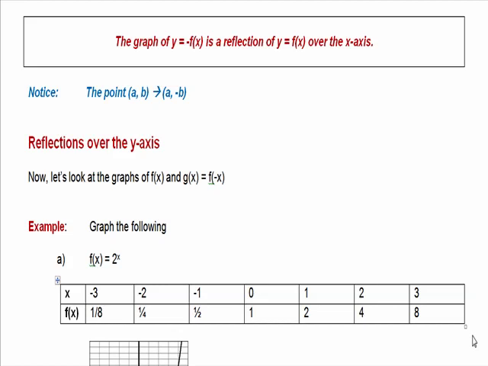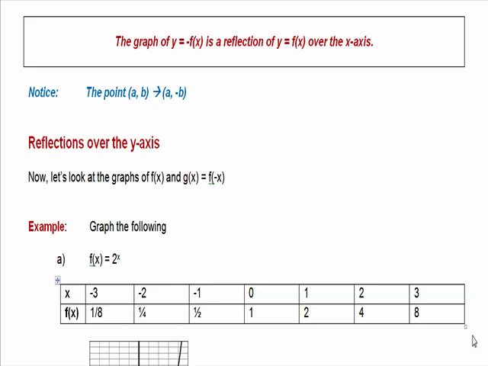Notice, by the way, when I take a look at the reflection over the x-axis, the graph y equals negative f at x is a reflection over the x-axis, and really its effect is it keeps all of the x values the same, but it negates the y's.